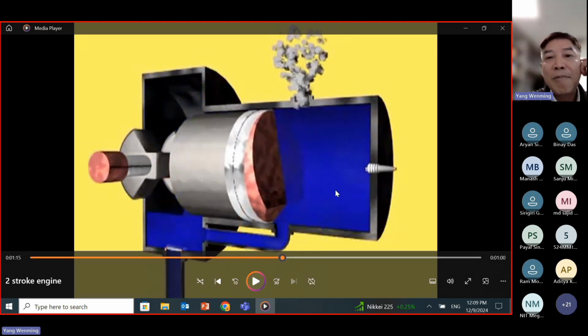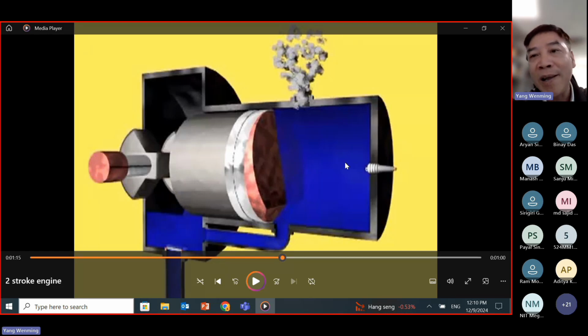However, these two-stroke engines can produce one power stroke every revolution or every turn. So in theory, compared with four-stroke engines, two-stroke engines can produce double the power, correct? Since there is one power stroke in one revolution in two-stroke engines, whereas in four-stroke engines, every 2 revolutions there's only one power stroke, correct? So in theory, two-stroke engines are able to produce double the power compared with four-stroke engines.